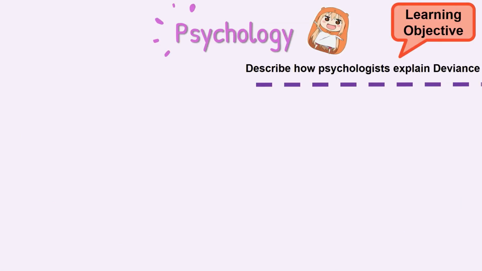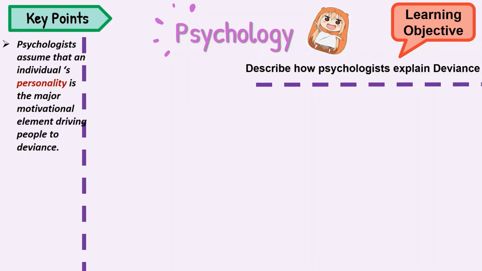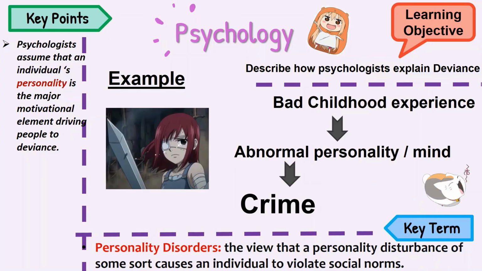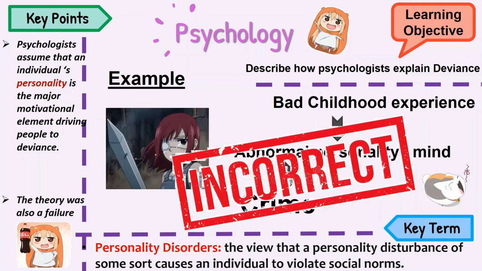Moving on to the next part, which is the psychological approach. In psychology, psychologists propose that an individual's personality is the major motivational element driving people to deviance. They think that people who have a personality disorder have a subconscious motive that drives them to commit crime. For example, people with bad childhood experiences tend to have some scars on their mind. Thus, they become more prone to crime when they grow up. However, just because they have a bad childhood experience doesn't always mean that they will 100% become a criminal in the future. So this theory too failed to explain why people become deviant in the first place.